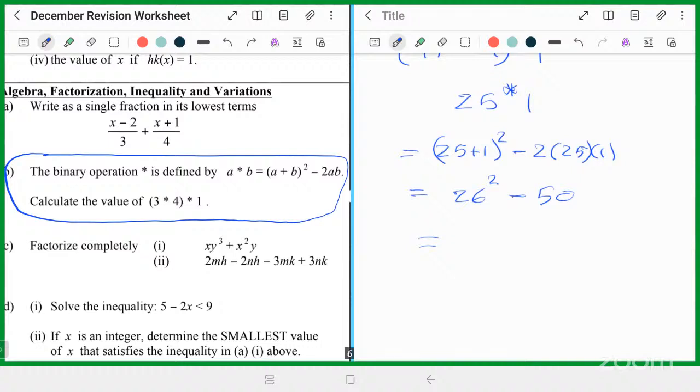626, sir. 626 is the answer. 626. But okay with that? Yes, sir. Nice and easy. Nice and easy.